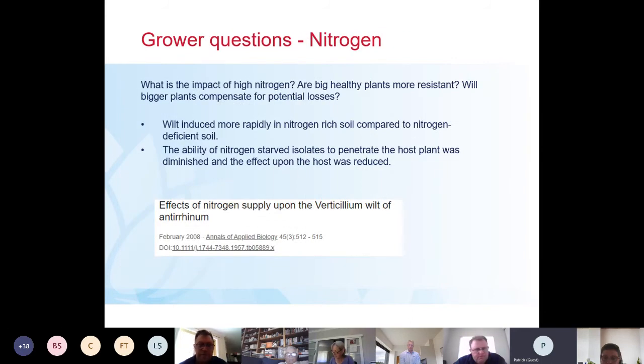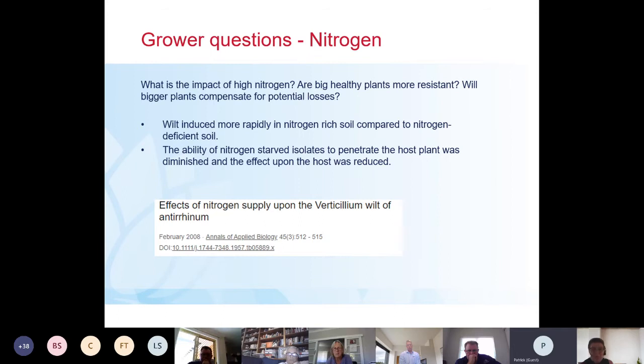Nitrogen, again, what's the impact of high nitrogen? Well, in some papers, wilts induce more rapidly in nitrogen-rich soils compared to nitrogen-deficient soils. Also, the ability of starved isolates, this is the Verticillium dahliae isolate, to penetrate a host is diminished when they're in a nitrogen deficient or less than optimal condition for the pathogen, not the plant.